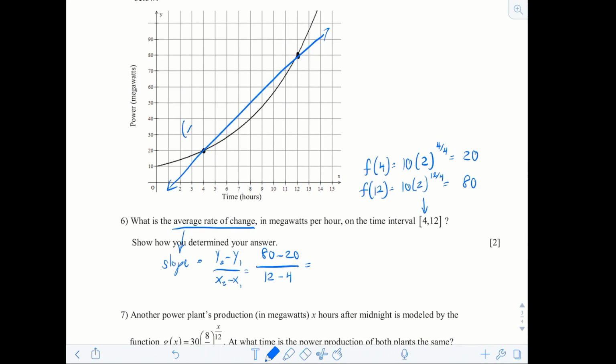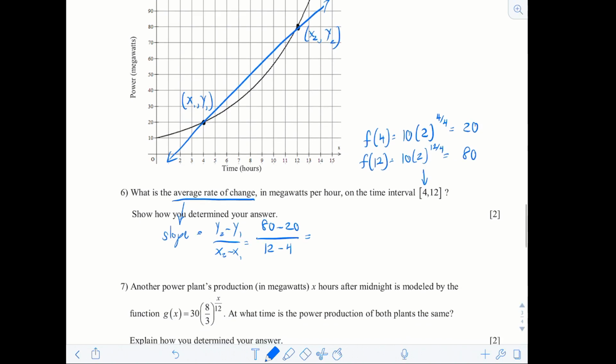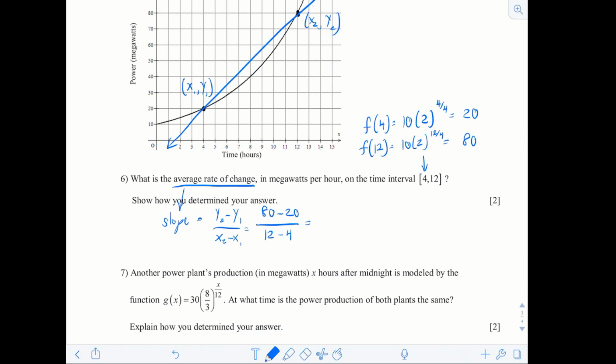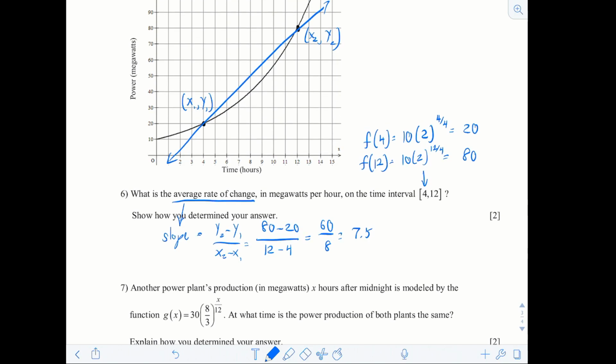Because I can treat this as x1 and y1. I can treat this as x2 and y2. So 80 minus 20 gives me 60, and then 12 minus 4 gives me 8. So cut that in half, 30, cut in half again, then cut it in half once more, so it's going to give us 7.5. And how I would write this, it would be megawatts per hour. So 7.5 megawatts per hour.